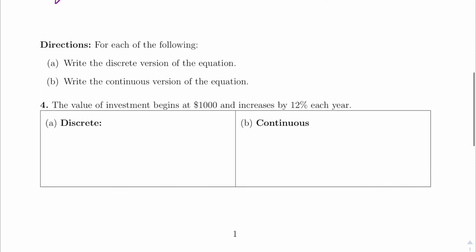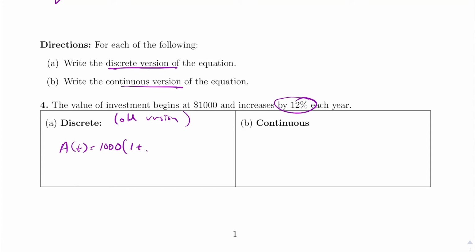For part 4, we're going to be writing the discrete version and the continuous version of each of these. So the discrete version is the old version. So this is going to be the one that's structured like A of t is equal to 1,000, the starting amount, times 1 plus. It's going to go up by 12% every year, so that would be 0.12 as a decimal. And that's going to be to the tth power.